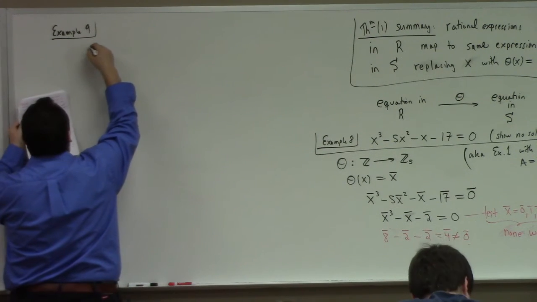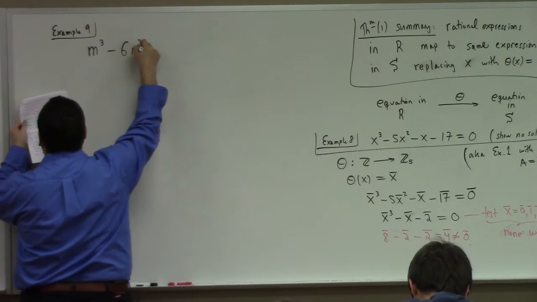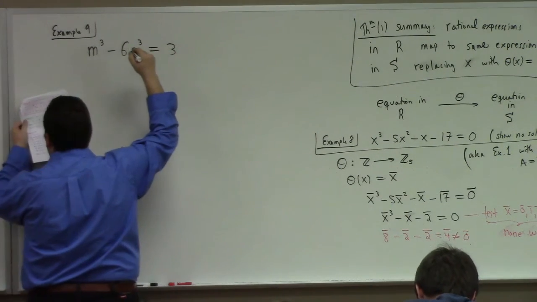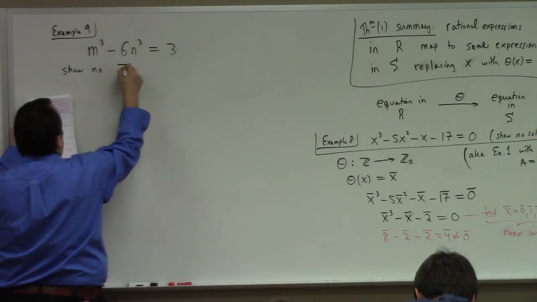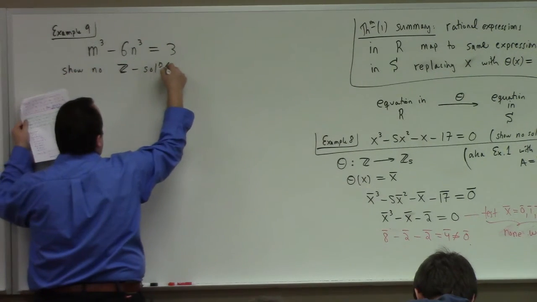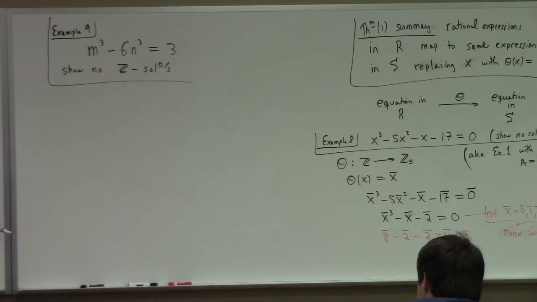Here we're looking at m cubed minus 6n cubed equals 3. I want to show no integer solutions. In other words, this is what's known as a Diophantine equation, and you're trying to show that there are no integer solutions to the equation.